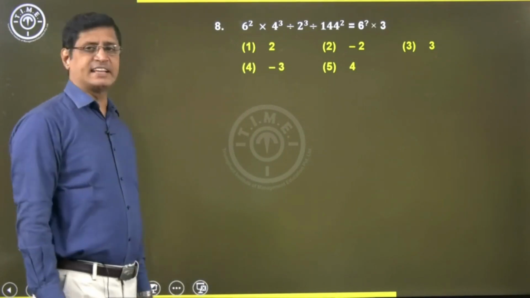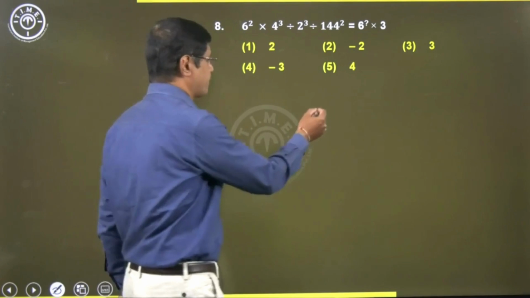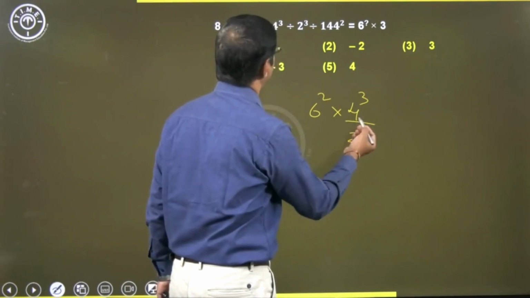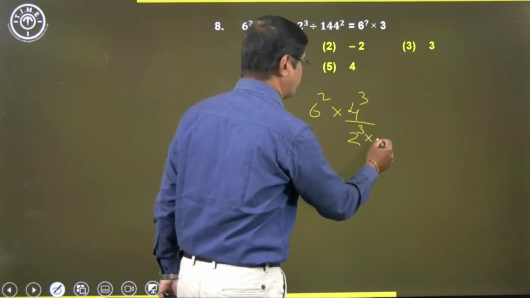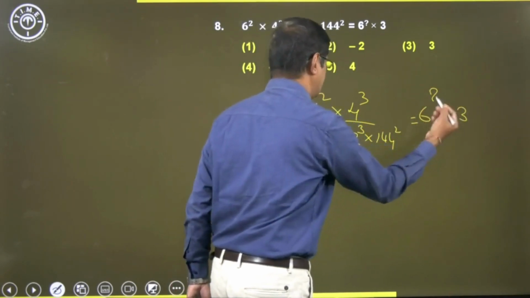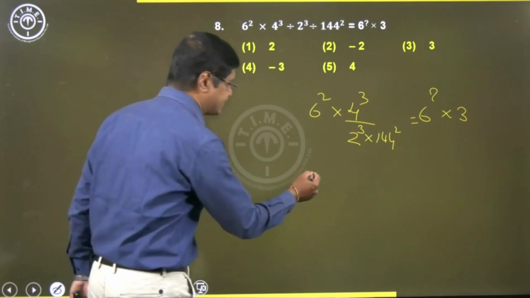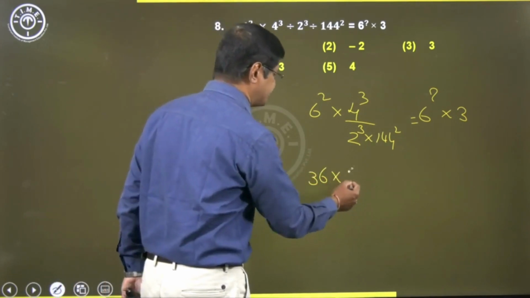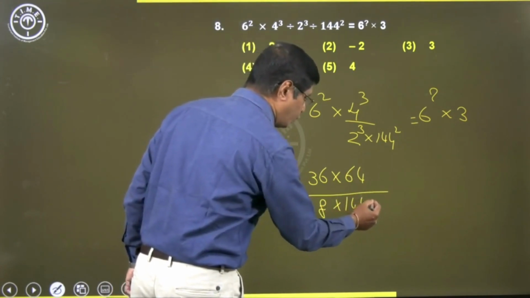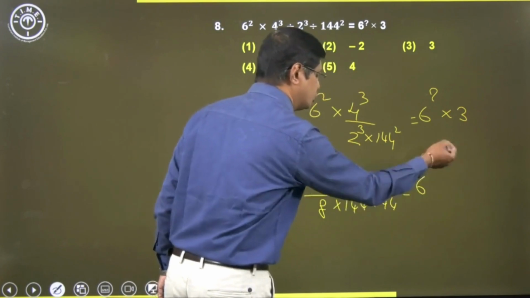Okay. Next example, question number 8. 6 square into 4 cube by 2 cube by 144 square is equal to 6 power question mark into 3. My dear students, just observe this one. 6 square means how much? That is 36. 4 cube means 64 by 8 into 144 into 144 equal to 6 power question mark into 3.